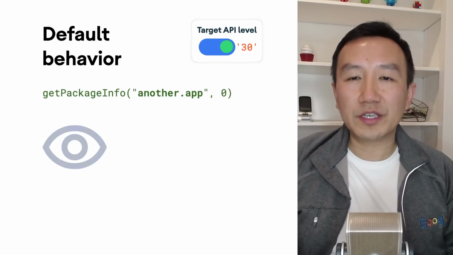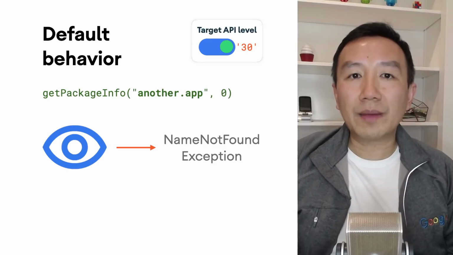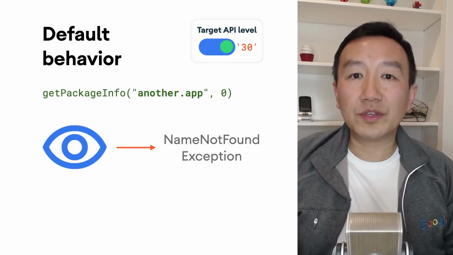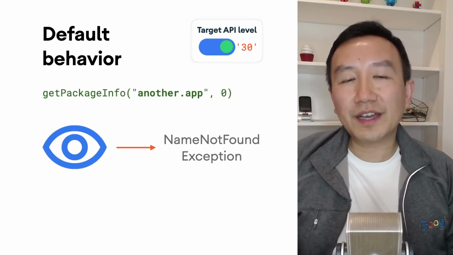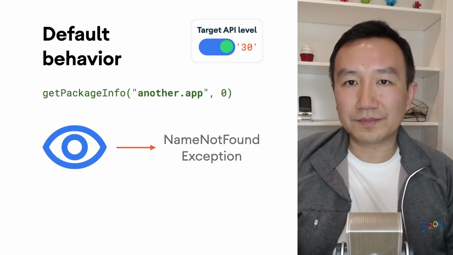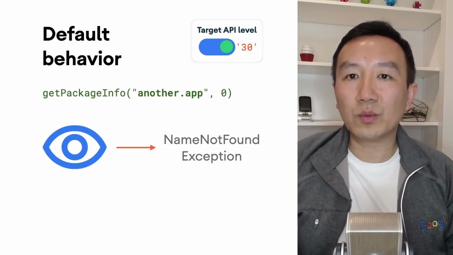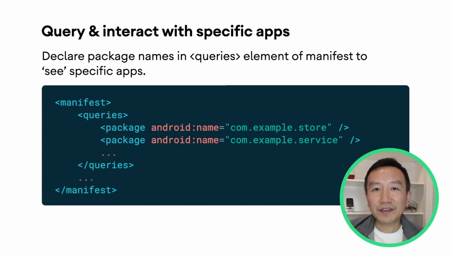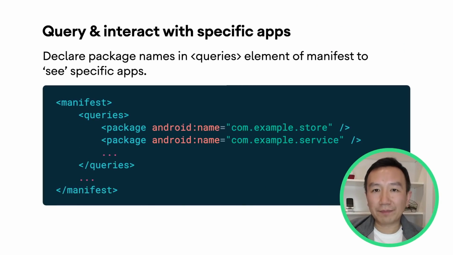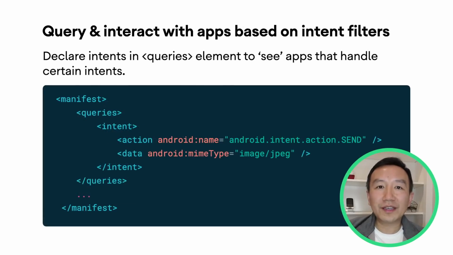Besides the scenarios we just discussed, by default, your app will return a name not found exception regardless of whether the specified package is installed. Let's go through a few cases and ways to handle them. If you need to explicitly interact with another app, for example, bind to a service, use the new elements in the manifest to explicitly specify the packages your app needs to query or interact with. You could include multiple entries as shown here, or you can do this implicitly through an intent filter signature.